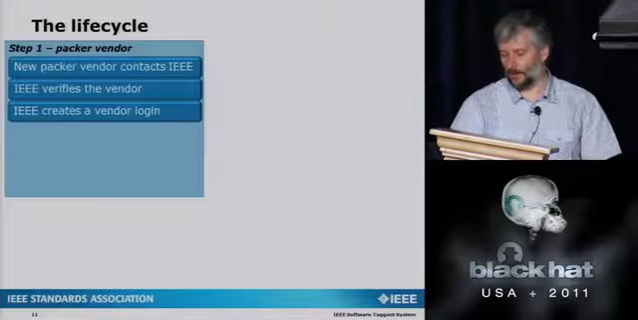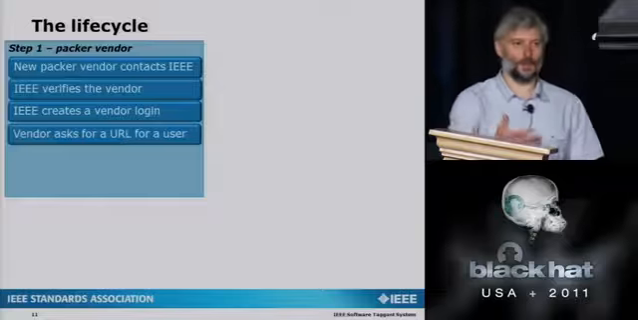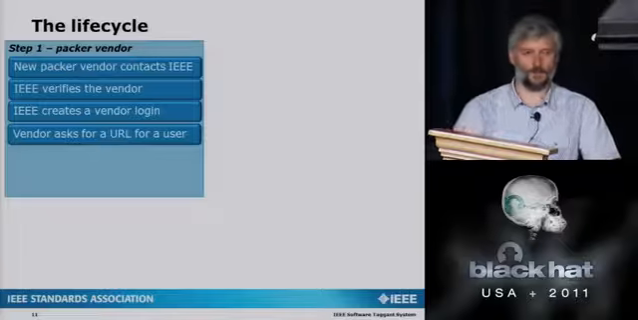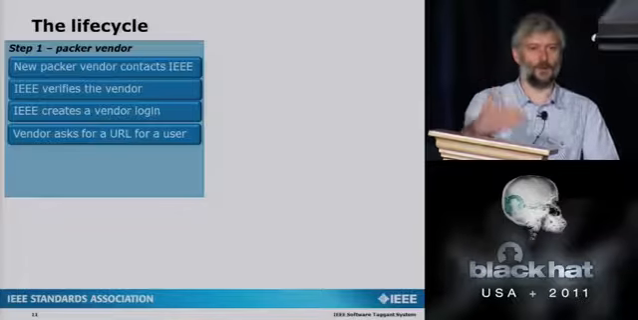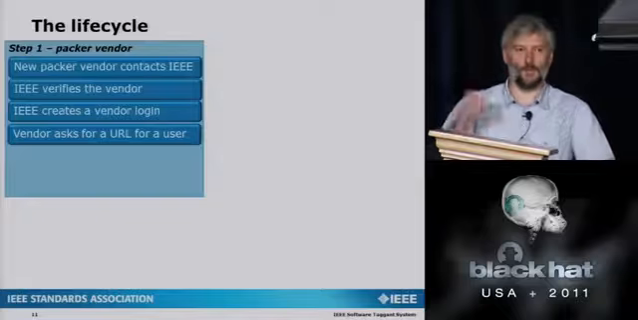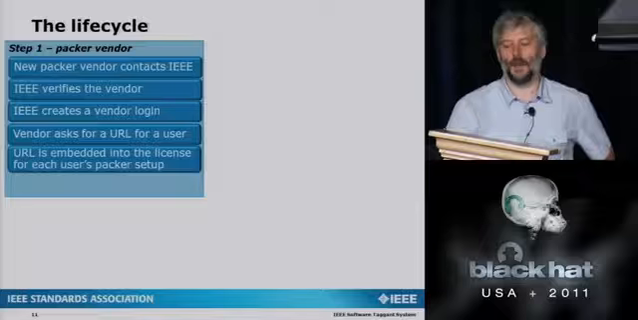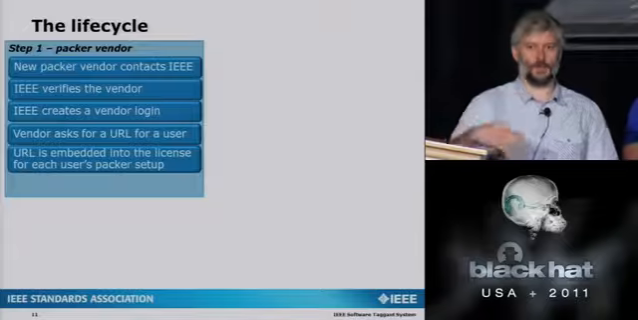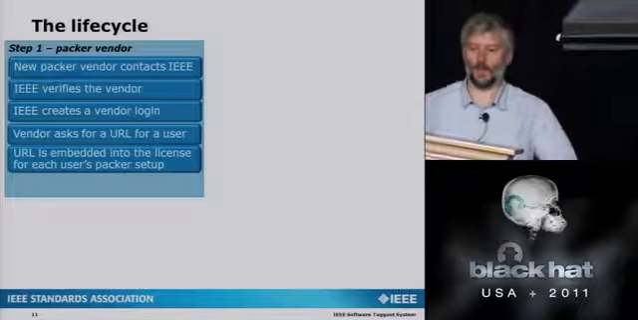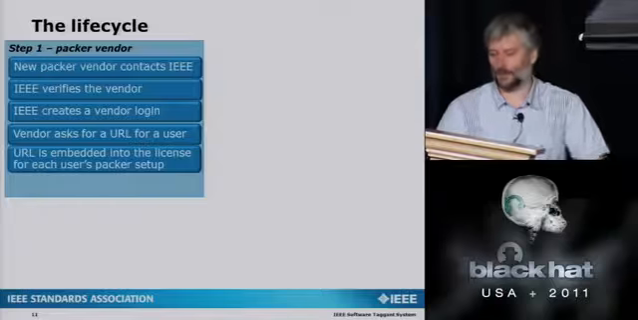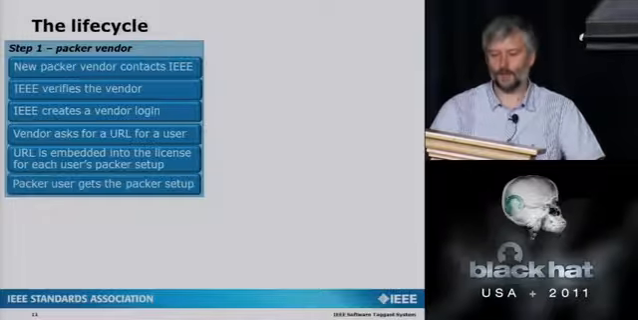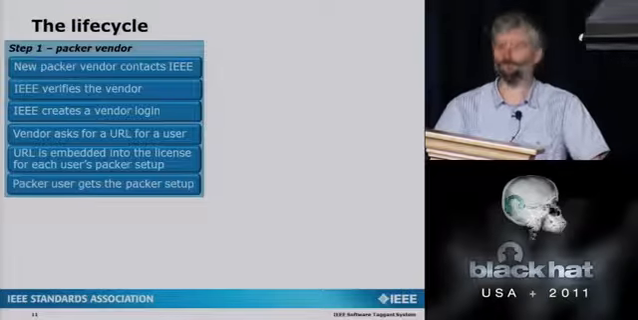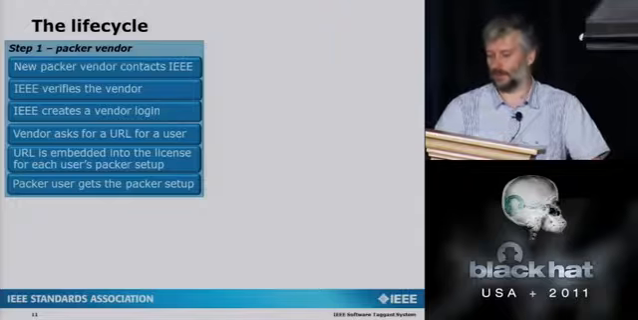The next steps may occur multiple times, depending on how many licenses are sold by the Packer vendors. The vendor asks this IEEE URL for a user login. It's a one-time generated URL, which is then embedded into the license, which is carried by the Packer setup. That makes each Packer setup unique, and it will have that URL to activate the Taggant system on installation. That unique installation is shipped to the Packer user, like a gaming house or other software development house.